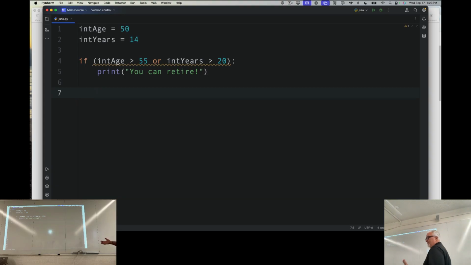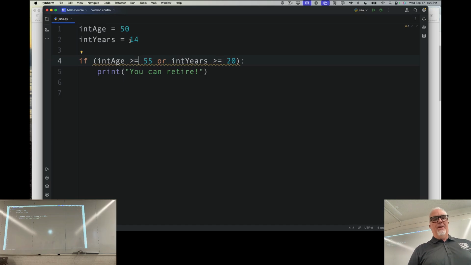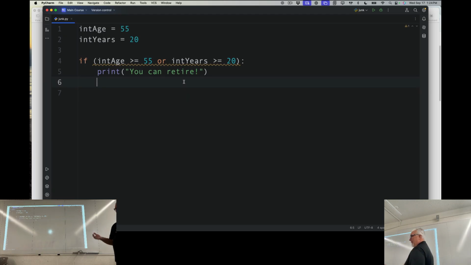Okay, so can I retire? No. I cannot retire. So it will not print. And I would probably say less than or equal to on these things because once I turn that corner, I could do that. So can I retire now? Yes. I can retire. So what if both are true? I can still retire even if both are true because it's an or. Only one of them has to be true, but both of them being true doesn't prevent me from being able to retire.